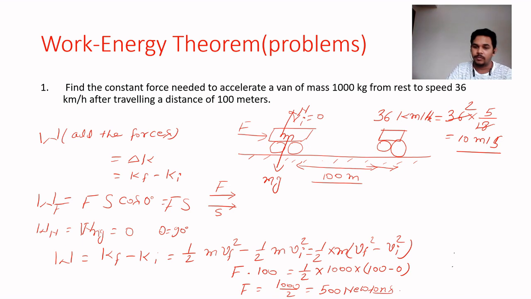So this will be the force which will be responsible for moving this van from 0 to 36 km/h in the distance of 100 meter. So this was the first question. Let's move to the next one.